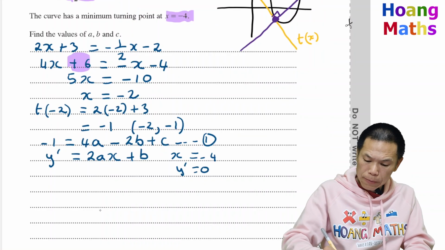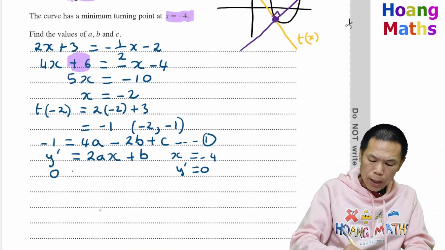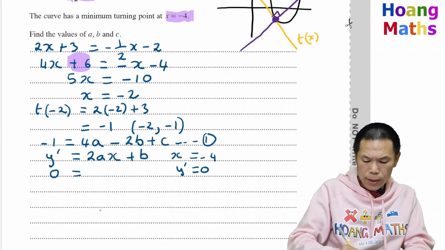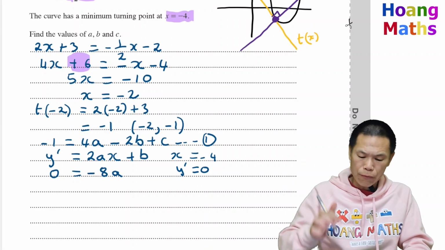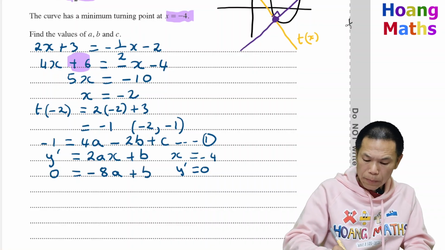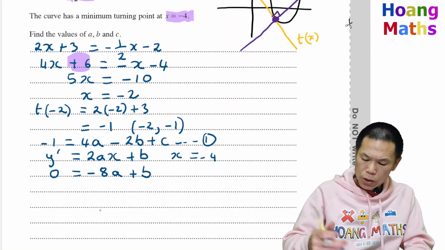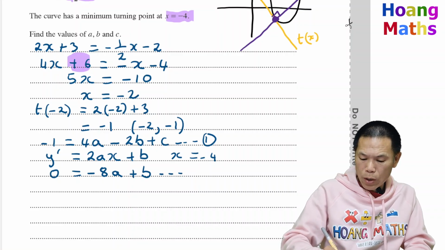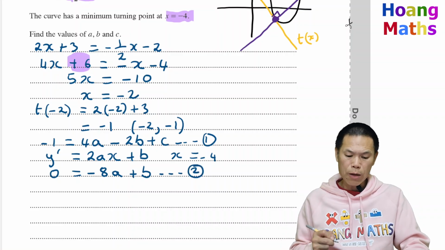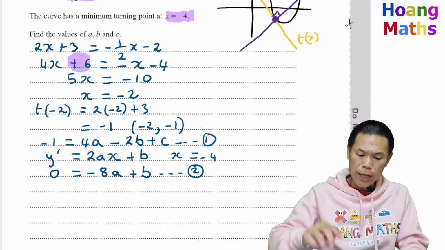So that means 0 is negative 4 times 2, which is negative 8, so negative 8a, because x is negative 4, and we plus b. So there you go. Let me just clear this first. So that is equation number 2. Keep that in mind. So we have 2 equations now.